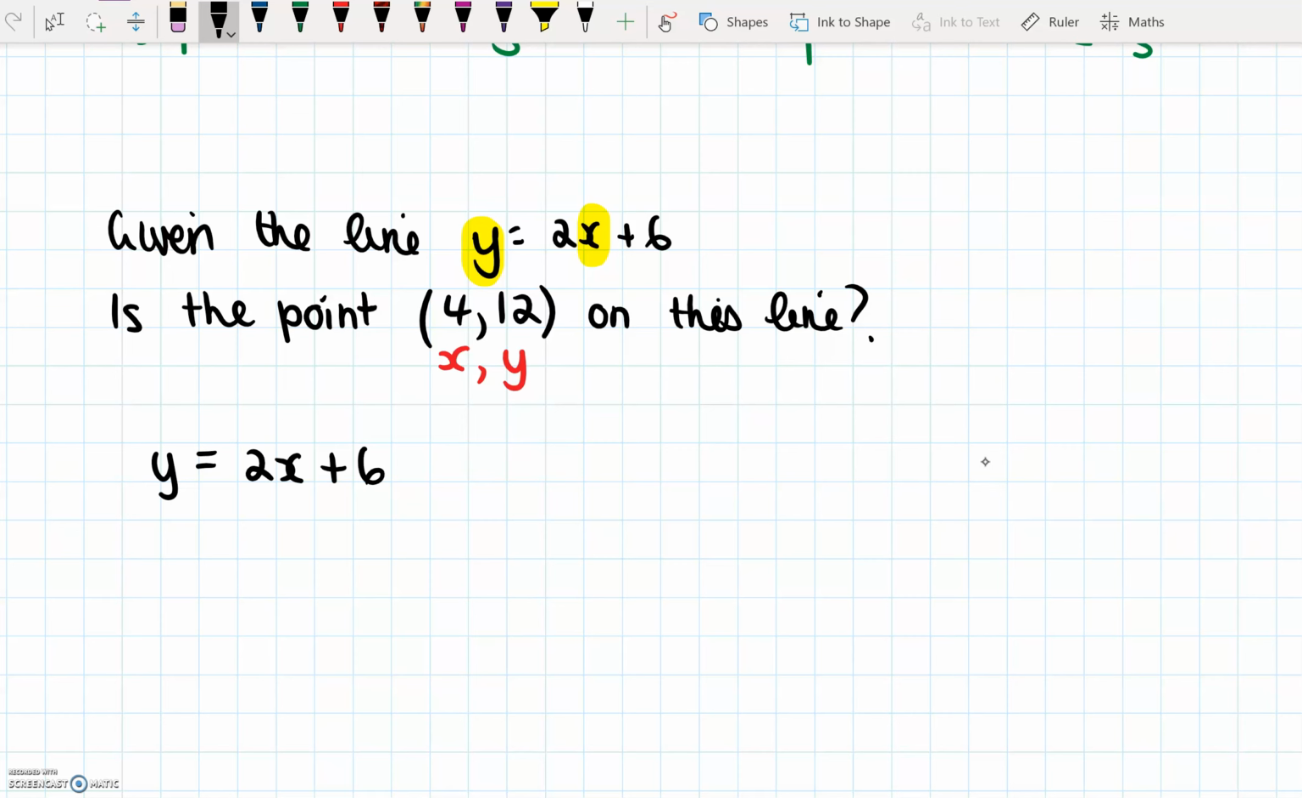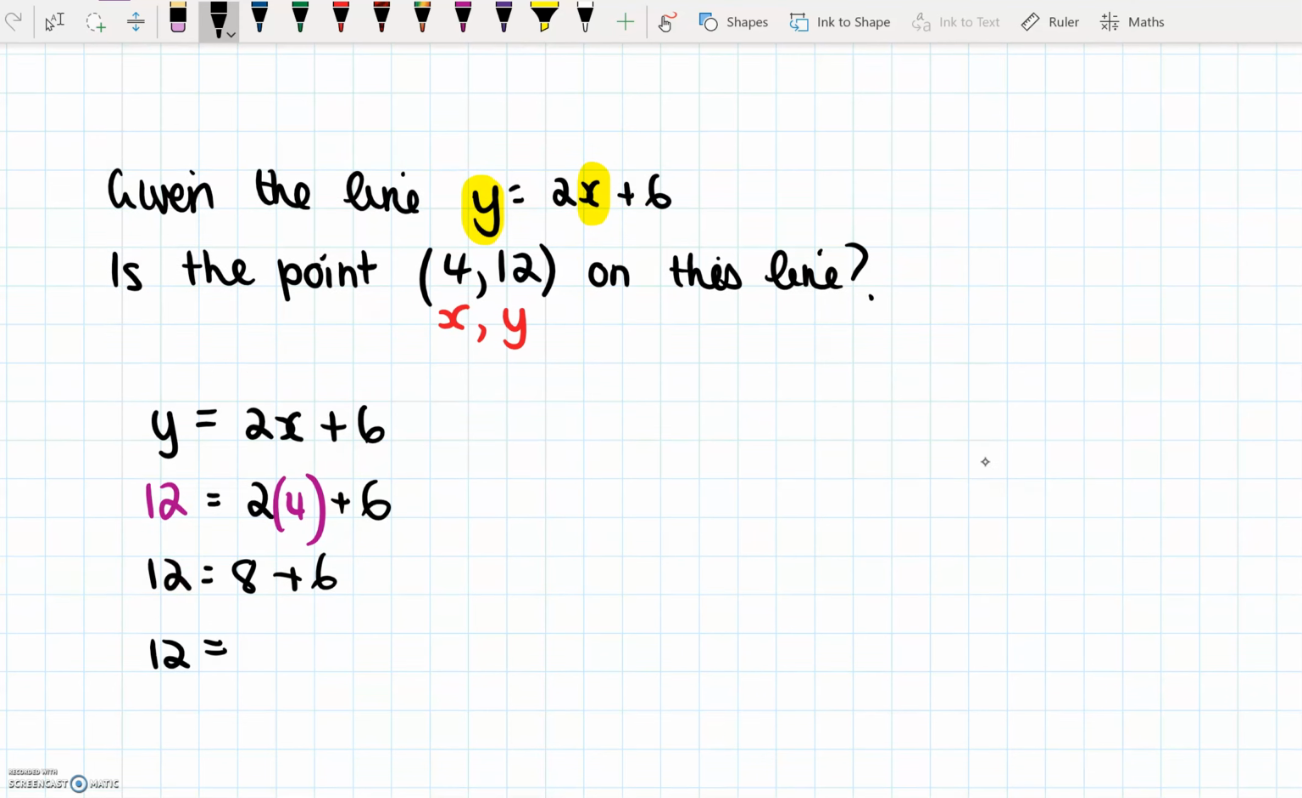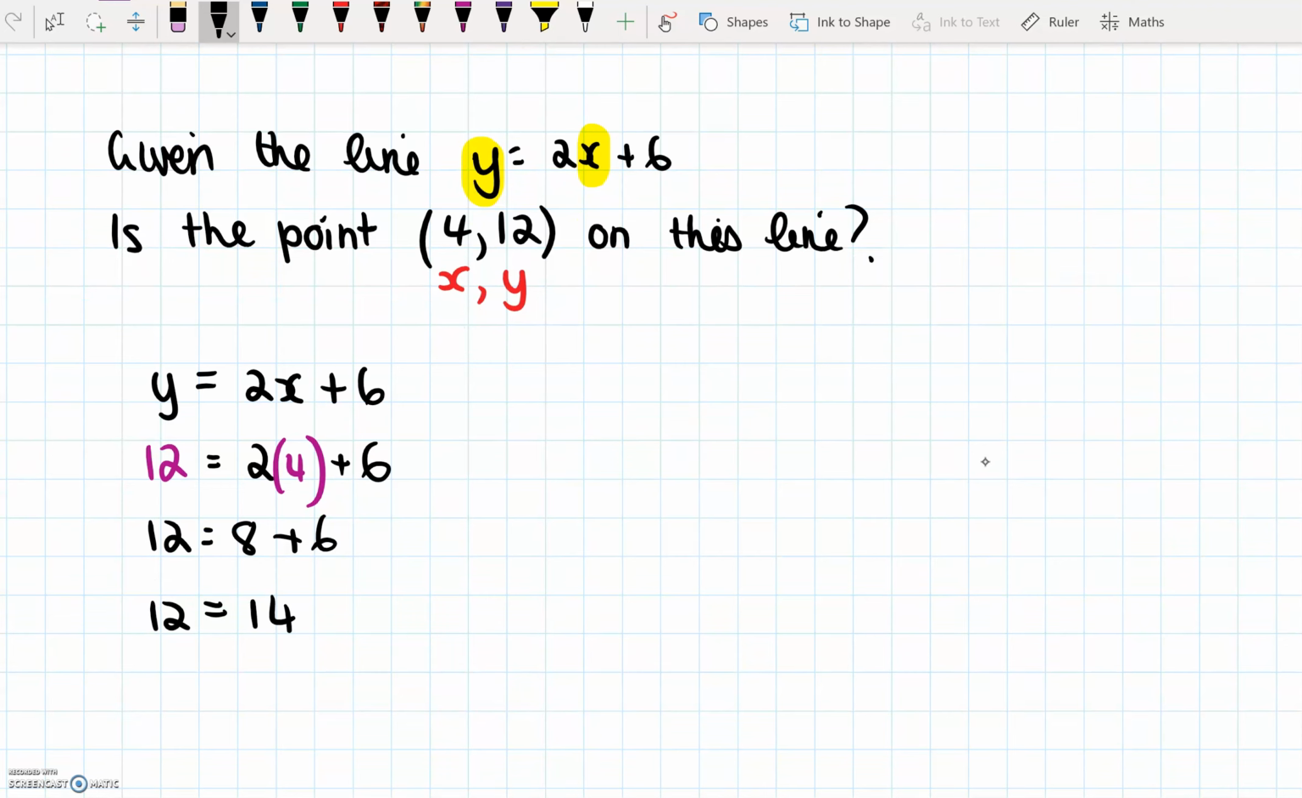Now y in this coordinate was a 12, so we can put a 12 in for y, equals 2 times, and x was 4, so we can put 4 in, plus 6. All right, so 12 is equal to 2 times 4 is 8, plus 6. 12 is equal to 8 plus 6 is 14. Now, is that true? Well, no, it's not true. So we put a cross through the equals to say that this means is not equal to.